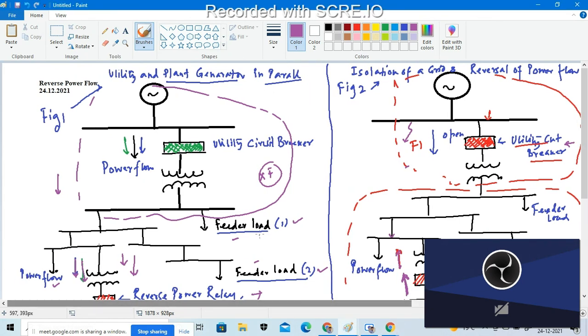So keep understanding these two particular figures, so that you will be able to understand the function of the under frequency relay or the rate of change of frequency relay in protection schemes.